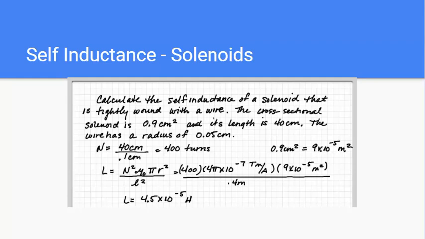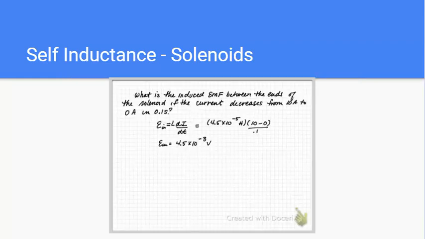All right, and so if we want to take this one step further and find out what's the induced EMF in the solenoid between the ends of it is how it would be worded. We're going to have the current decrease from 10 amps to 0 amps, so we do have a change in current. So we will have that induced EMF, and we have a time. So that gives us the change in current over change in time, and we have the inductance from the previous part of the problem. You just plug that in, and you end up with 4.5 times 10 to the minus 3 volts.